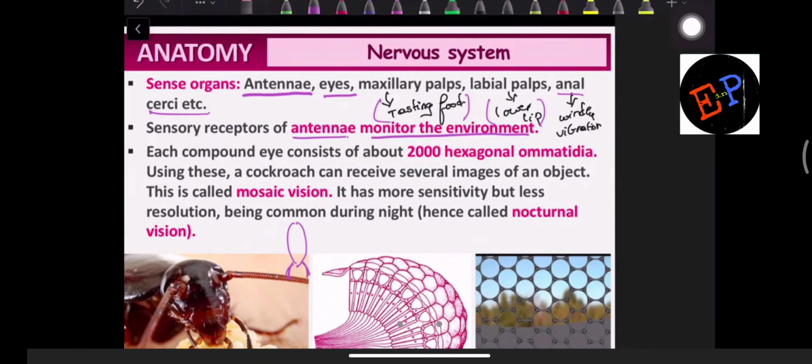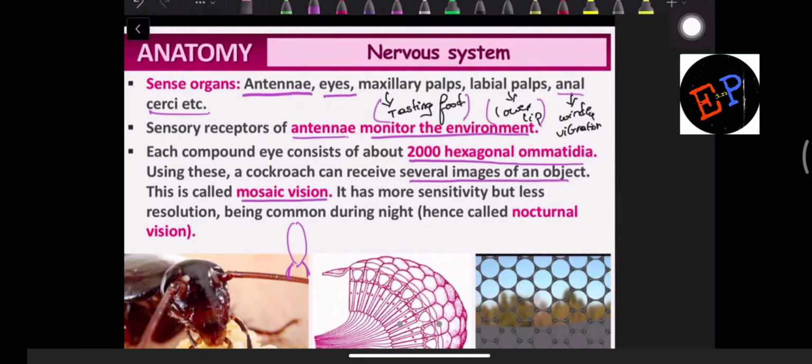Each compound eye consists of 2000 hexagonal ommatidia. Each small eye you can call one ommatidium. Are you able to understand? So how many simple eyes will be present in combination? 2000 eyes will be present. We have already studied this. Okay, so using this, a cockroach can receive several images of the object. This is called mosaic vision.